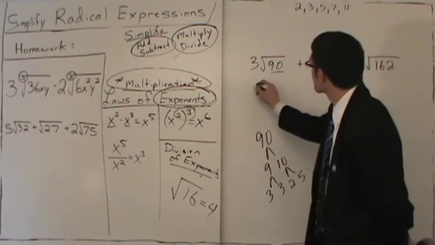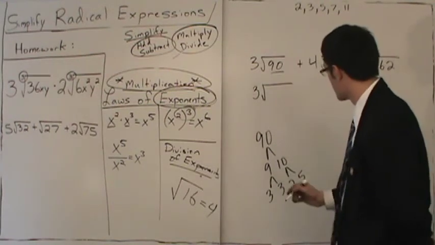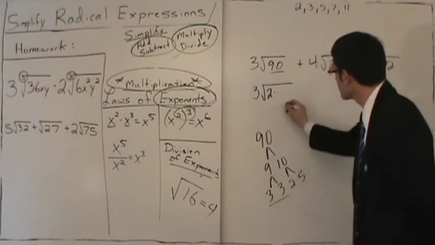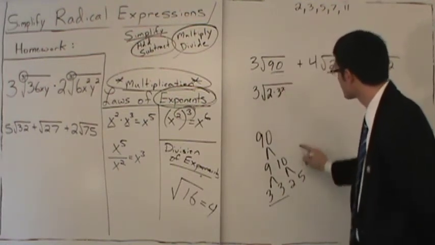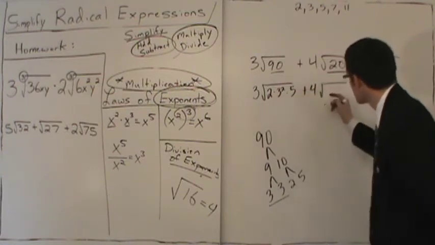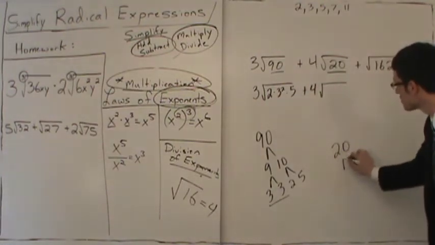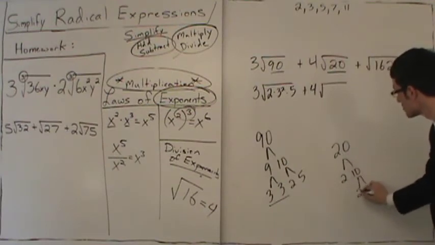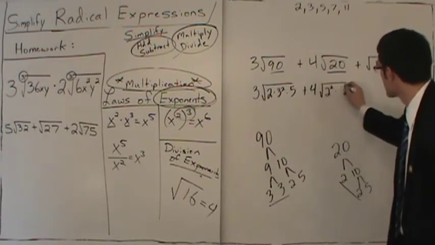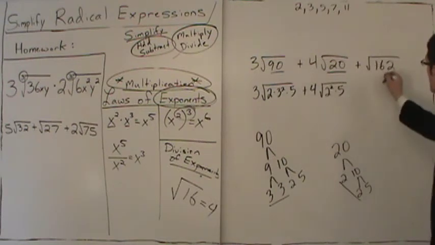So we get what? 3 square root of, we have 2 3's, so 3 squared, and we have an extra 5. So we have a 5. Plus 4, now break down 20. 20 is what? 2 times 10, which is 2 times 5. We have 2 2's, so 2 squared times what? A 5. And now break down the 162.